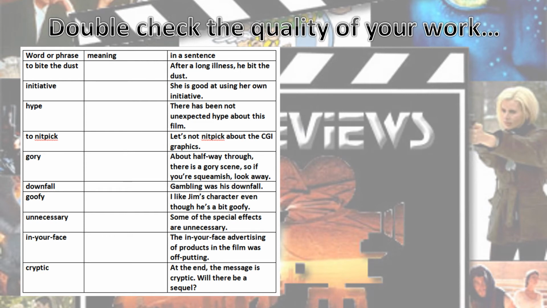Once you've written your review, it's always a good idea to check the quality of your work. Here's one way of going about that. Select a couple of words or phrases that you'd either like to use in your review or you did use in your review. Think about what you actually meant in those phrases, and then think about the most effective sentence you can write using that word or phrase. Think about exaggerating the viewpoint each phrase might suggest.